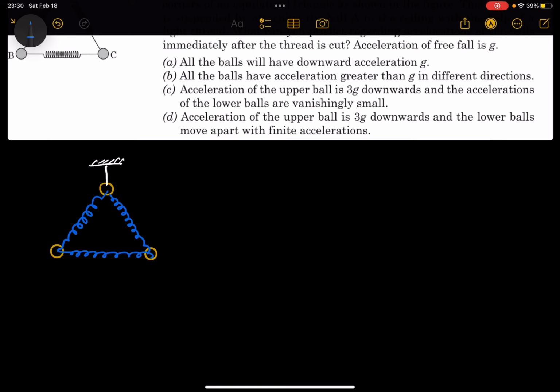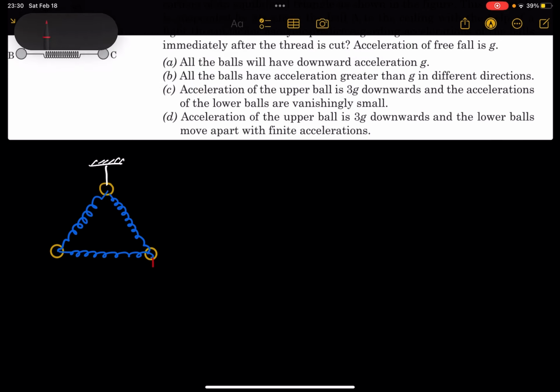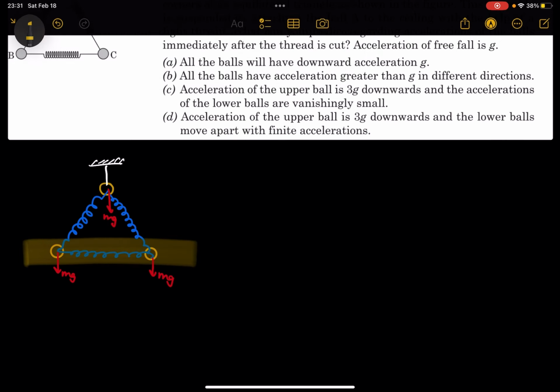So what is happening here? Just look, this ball experiences a force downward mg. This ball also experiences a force downward mg, and this ball also experiences a force downward mg. Understood? And because of these, two balls experience a tension; I want to tell you these two balls experience compressive forces to maintain an equilateral triangle. I will show you these.